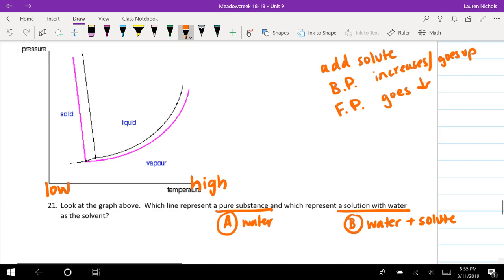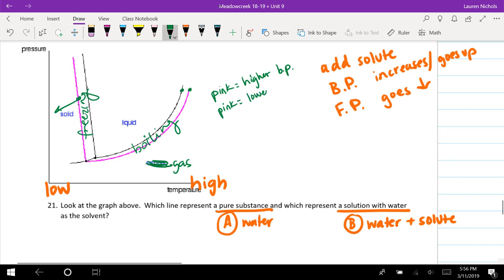So if I look at my graph, which I know mine is black and pink and yours are just like two black lines, I see that boiling happens along this line. Remember, a vapor is the same thing as a gas. Boiling happens here because it's in between liquid and gas, and freezing happens here between solids and liquids. If I look at the tips of the black and pink lines, the pink line is closer to the high side, so pink has a higher boiling point. On the freezing side, the pink line is also closer to the low side, so the pink one has a lower freezing point.